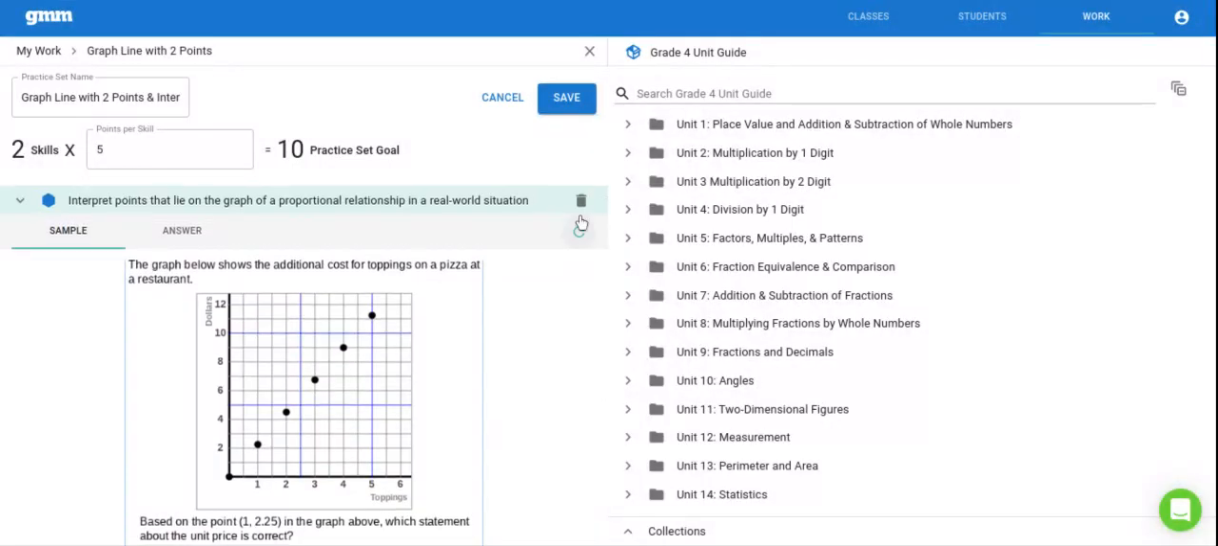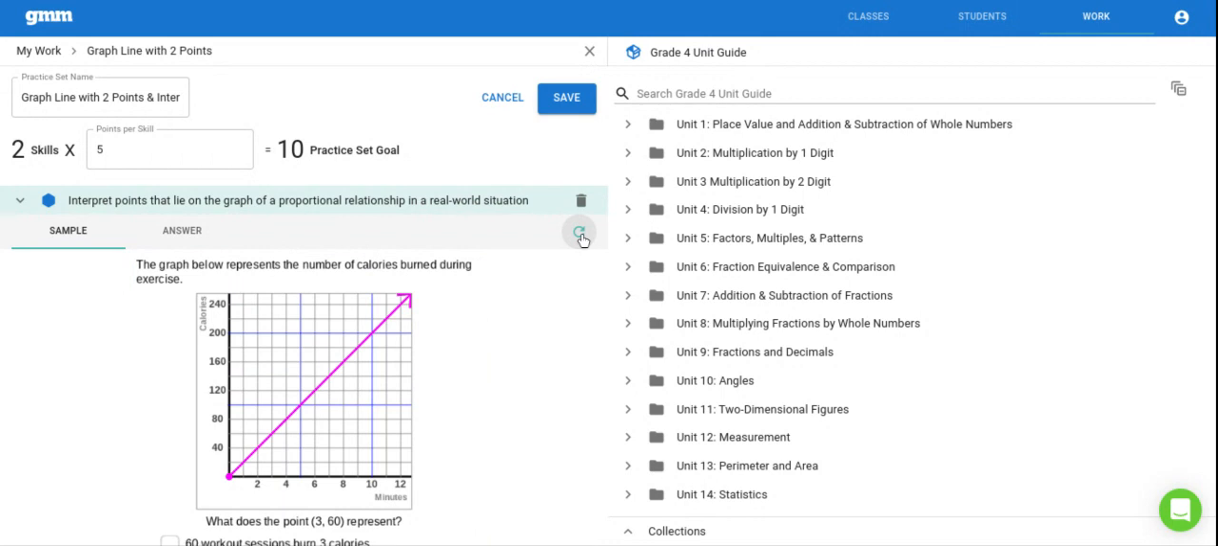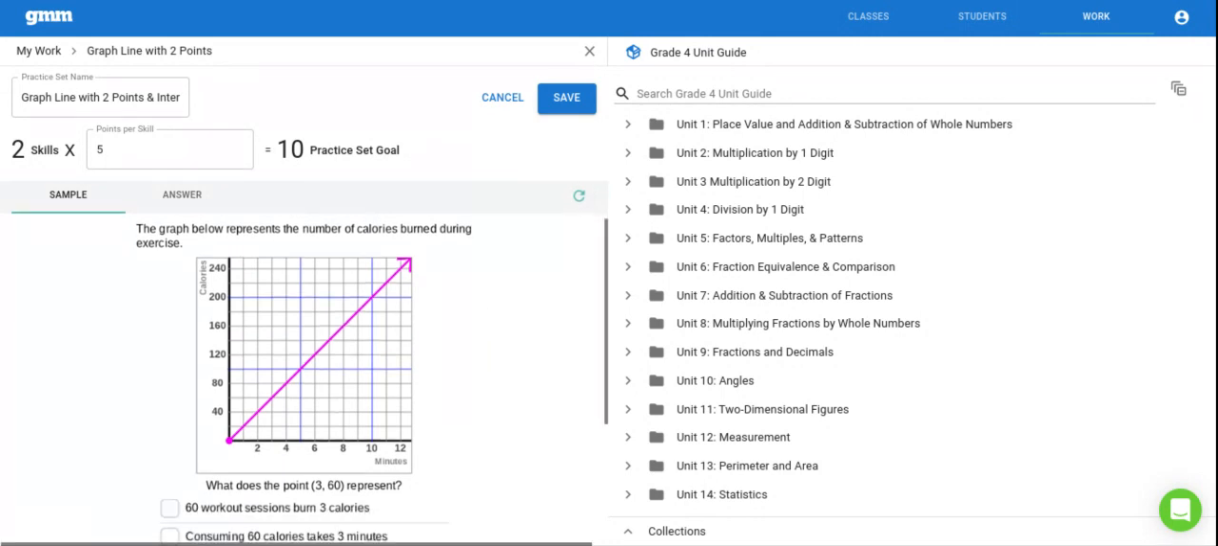Okay, we're going to do another one of these so you can see two examples. Okay, the graph below represents the number of calories burned during exercise. So again, the minutes across the bottom are what you control. So if you exercise in this example, what does the point 3, 60 represent? If you exercise for 3 minutes, then the number of calories that are burned are 60 calories. The calories on the y-axis are the dependent variable.